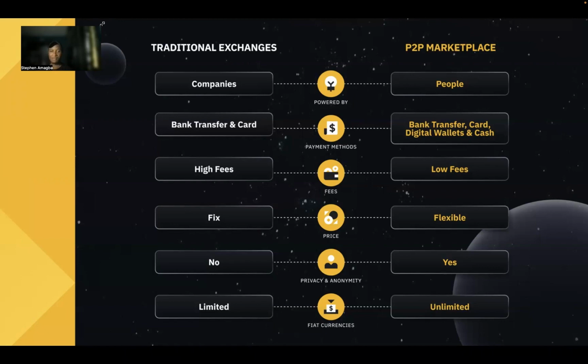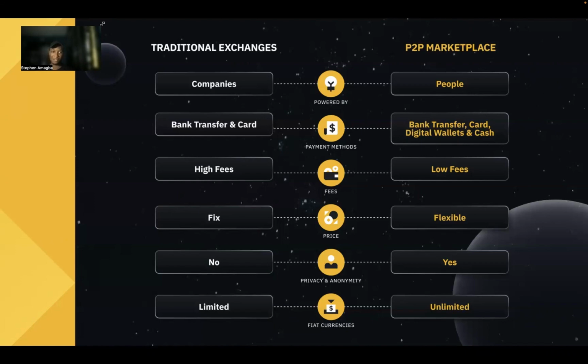We also have a thing with price. When you're buying or selling crypto via a traditional exchange, the price is fixed. But with a P2P marketplace, price is very flexible, it's fluid. The market makes the choice of what the price is going to be based on supply and demand. With traditional exchanges, there's lots of privacy, but with P2P, there's moderate privacy.